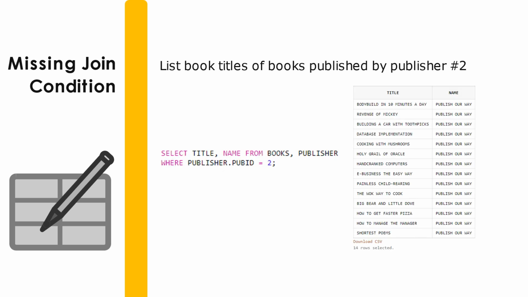Another case of a Cartesian product is if we have a missing join condition. Take for example if you are listing the book titles published by publisher number 2. In here, we can see that we have a where clause, but we are not specifying the join condition for the books and the publisher tables. We can see in our results that we are actually printing all of the books available in our table and pairing them with publisher number 2.